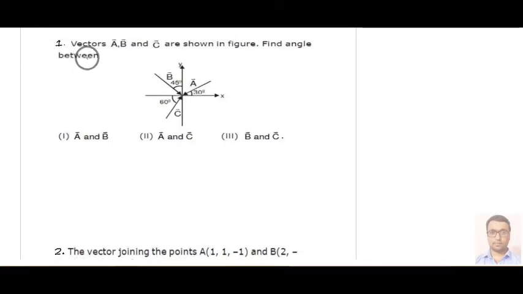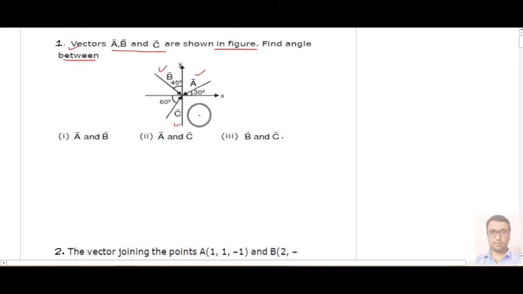So first question on your screen, you can see that vectors A, B, C are shown in the figure and we have to find the angle between them. First vector is A, second is B and third is C. So try to see how we will find out.